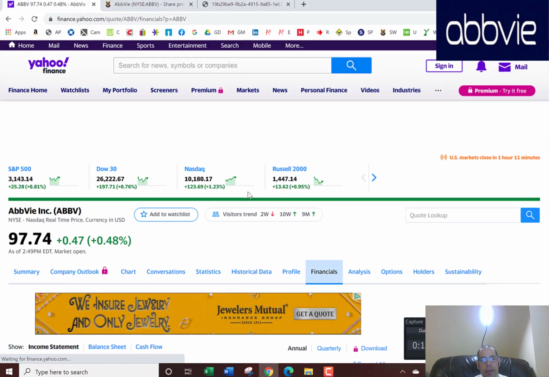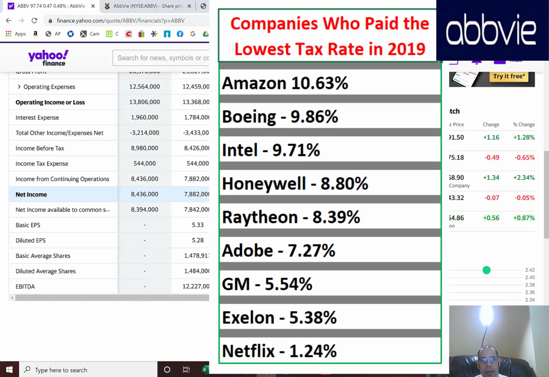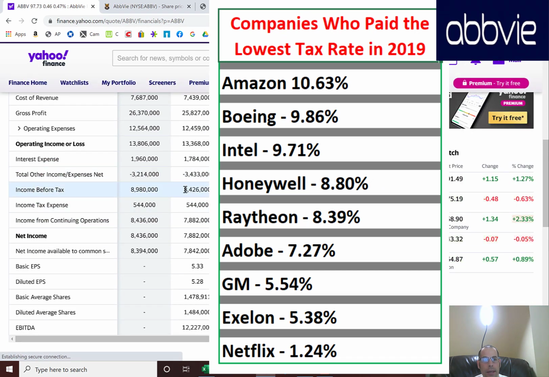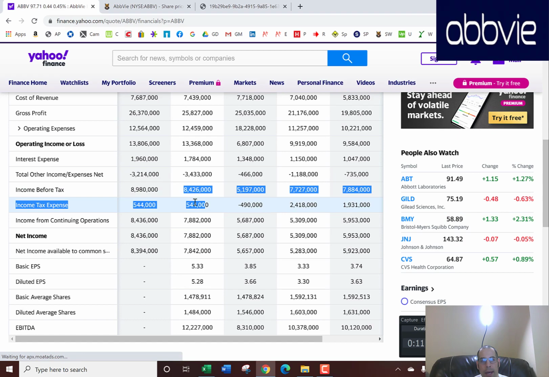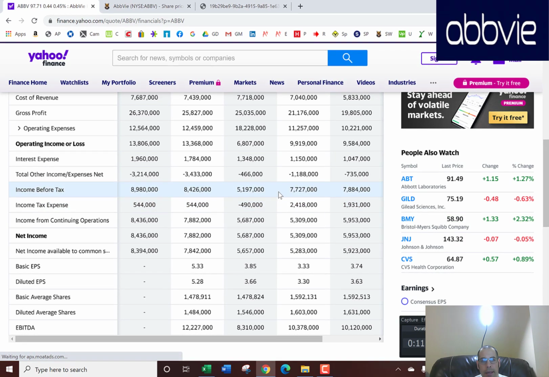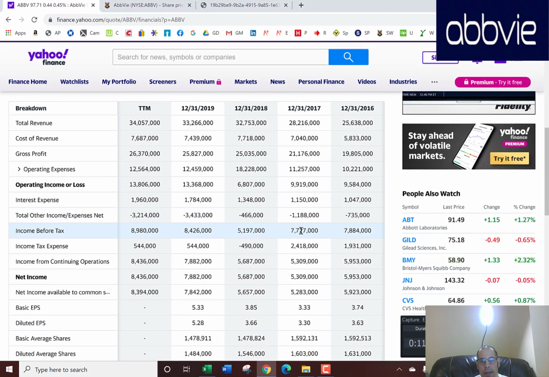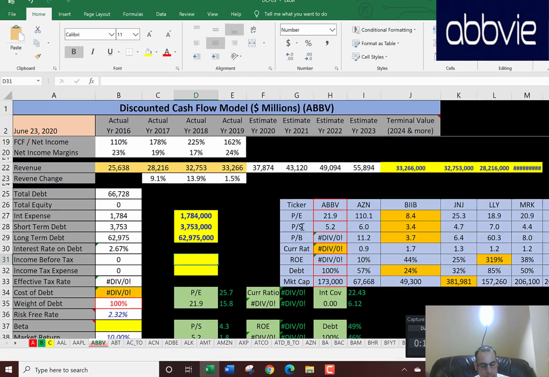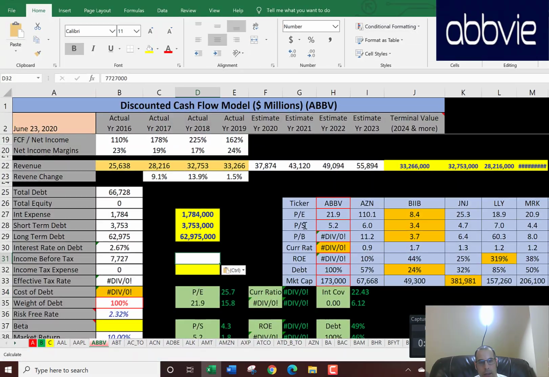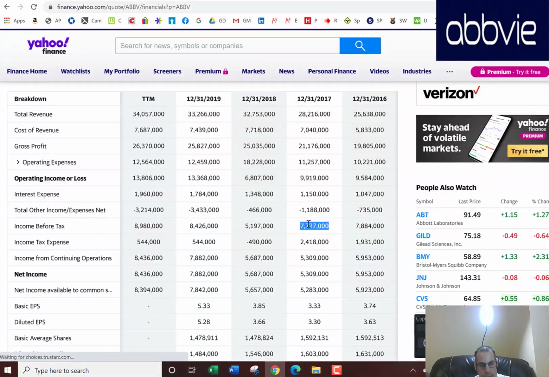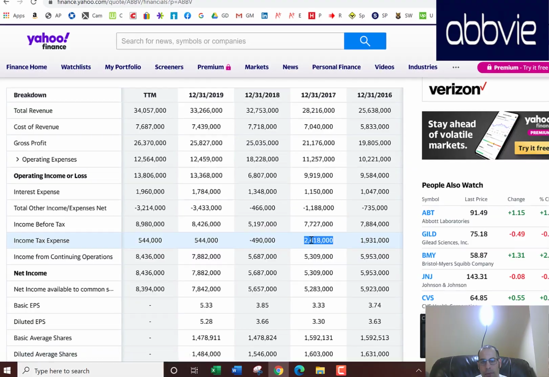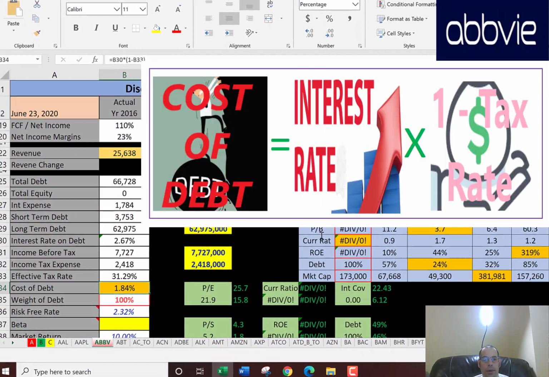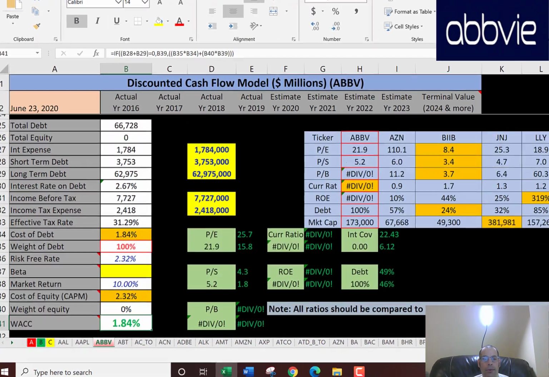Since interest payments are tax deductible, let's get their effective tax rate. And as you can see in 2019, they pay a pretty low tax rate, only like 4 or 5%. So let's pull the 2017 number, that looks more appropriate. So the income before tax is $7.7 billion. And the income tax is $2.4 billion. So when you take the 2.7% and reduce it by the tax rate, you get a cost of debt of 1.84%.